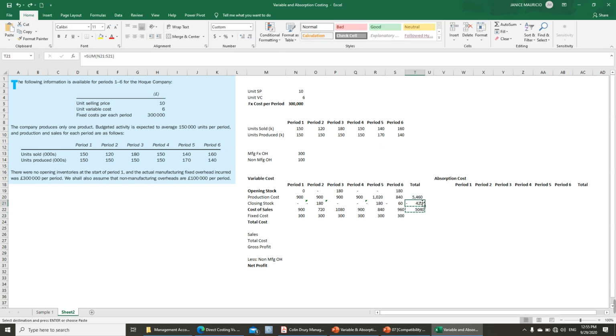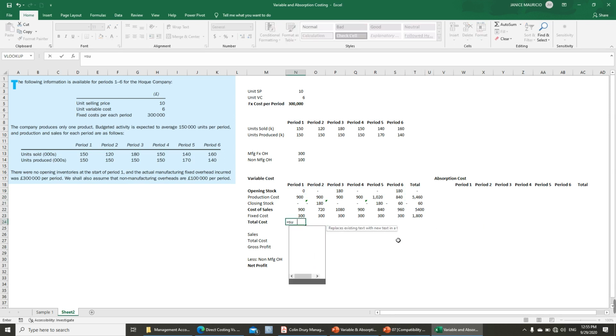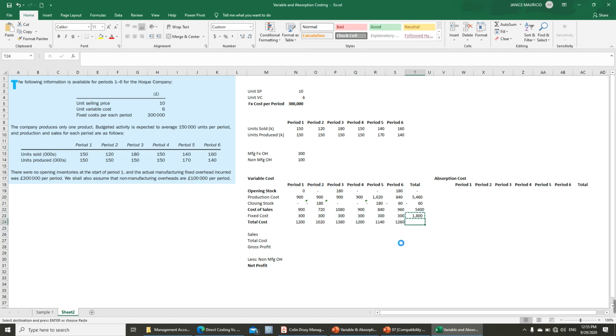Now I have to add this all together. Closing stock is here, opening stock is here, because I wanted to see the total amount. Okay, so how much is our total cost per period? It should be cost of sales plus fixed cost. So, we just add them one by one. Is this correct? Okay.